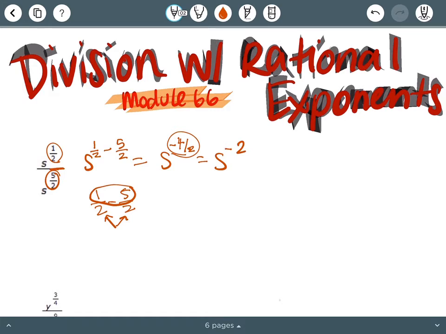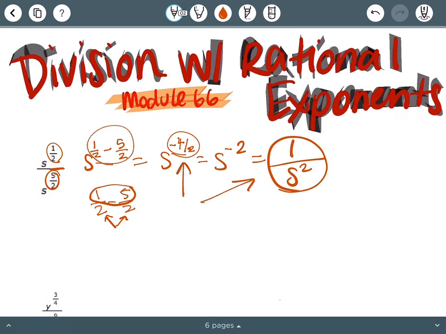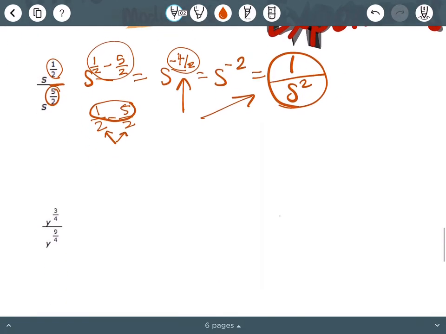I don't want to leave any negative exponents, so I'm going to change it into a fraction so that I can write it with positive exponents. So I have 1 over s squared as my answer. To sum it up, we subtract the exponents, we simplify, and then if we need to, we turn it into a fraction. Let's see how this continues to play out here.